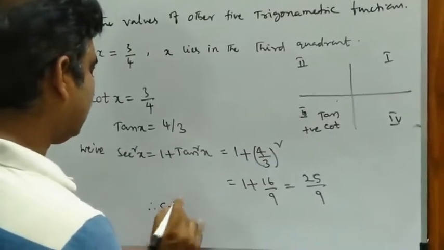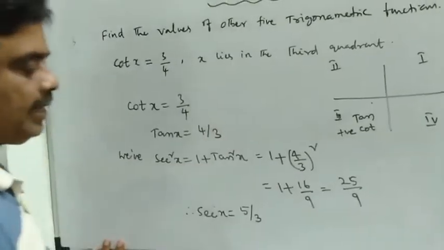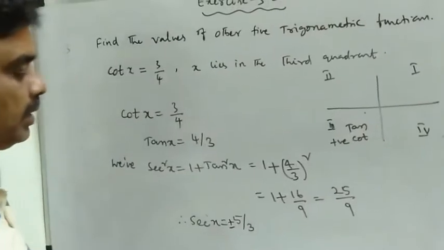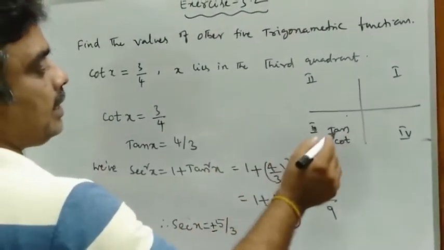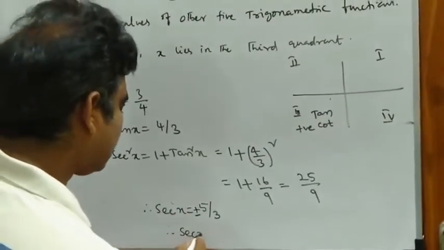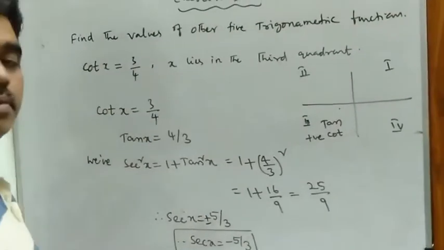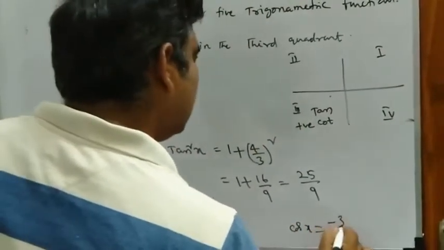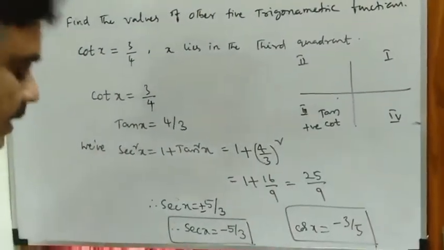Therefore secant x is equal to root 25 by root 9. That is 5 by 3, plus or minus 5 by 3. But because x lies in the third quadrant, the secant is negative there. Therefore secant x should be considered as minus 5 by 3. Then cos x, the reciprocal of this, is minus 3 by 5. Cos x is the reciprocal of secant x.